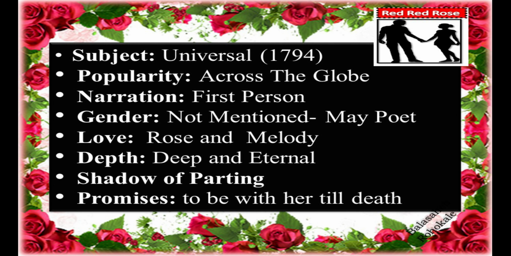It compares his love to a rose that has just bloomed and a melody that has a sweet tune. Then he describes the depth of his love and its eternity. Next, it reflects a shadow of parting, but the poet assures and promises his beloved to be with her till his death. Now, let's study the poem stanza by stanza.